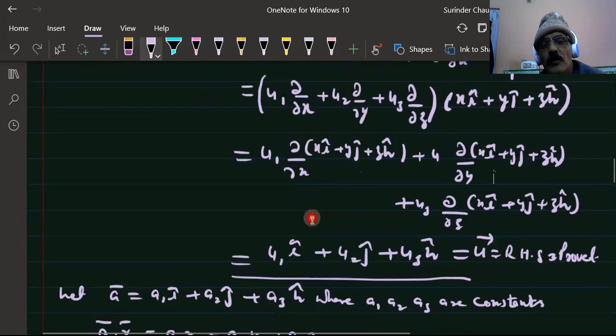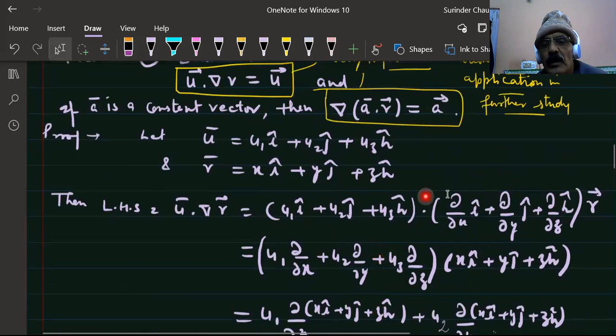So del r by del x will be equal to how much? x is equal to x, so it is 1, i only. So this is 0, del y by del x is 0, this will be 0. Similarly, u2 del r by del y, where del y by del y is equal to 1, this is j, u2 j, similarly u3 k, which is equal to u. This is a very important step to be noted here.